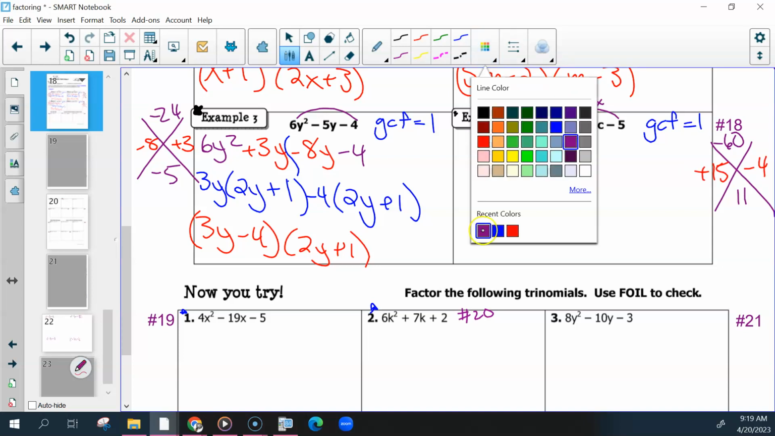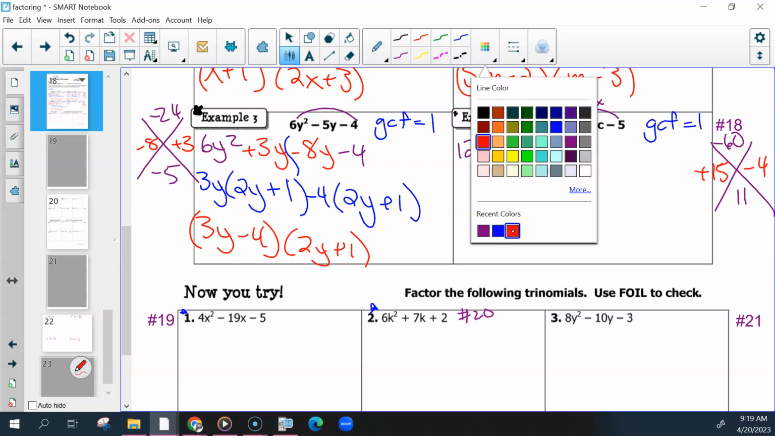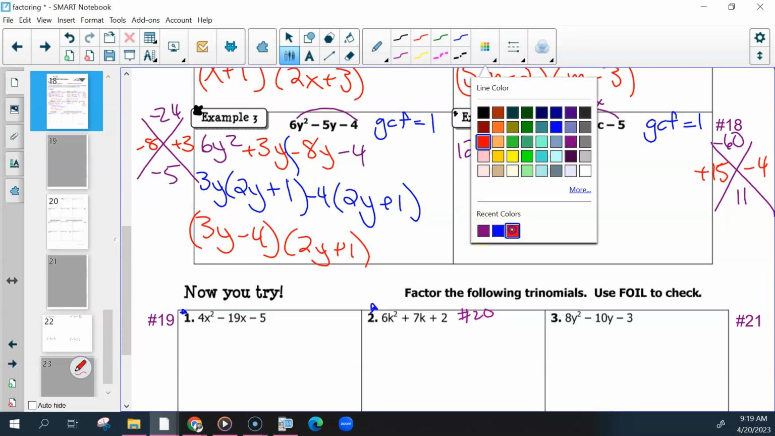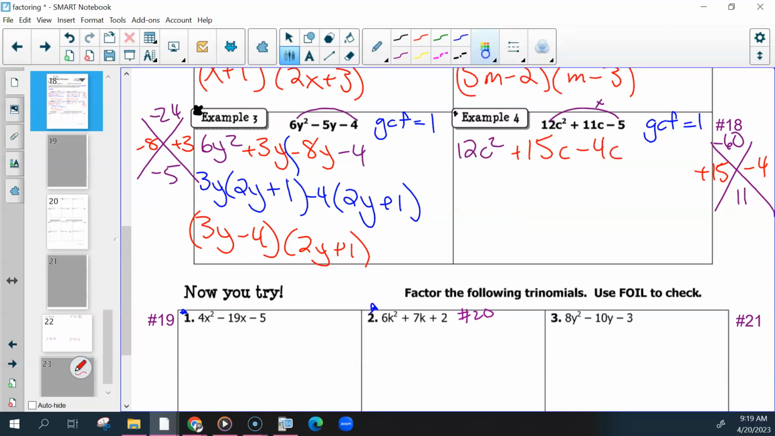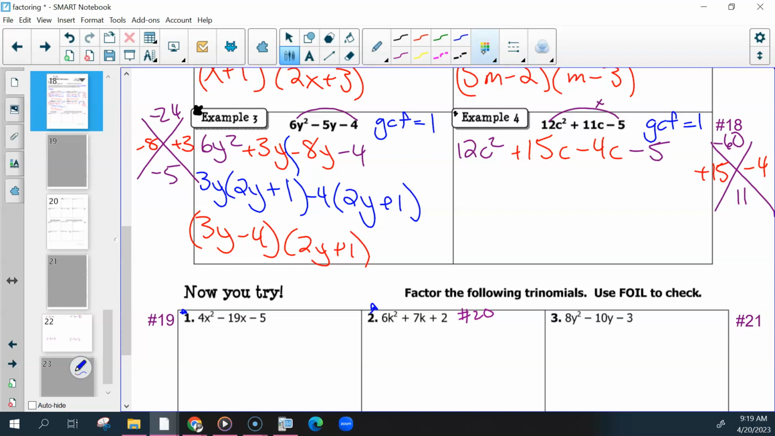So let's rewrite 12c squared plus, let's say I put 15 first, 15c minus 4c minus 5. Split it down the middle.